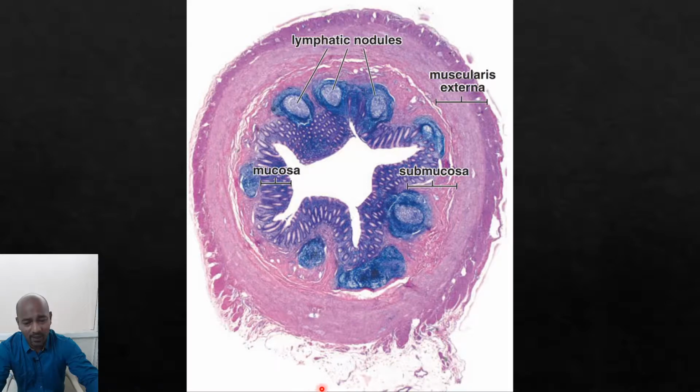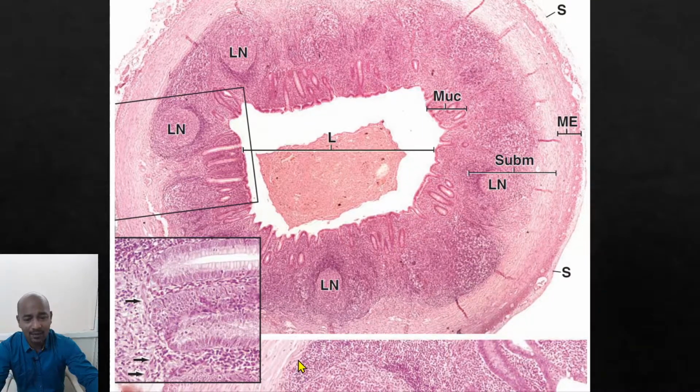And you'll find that there is a serosa all around here, but where the mesoappendix is attached, there you will not find the serosa. Okay, so that is the appearance of the appendix, and this is slightly enlarged to show the epithelium and the lymphocyte infiltration into the epithelium.